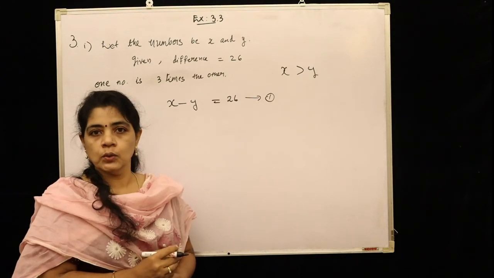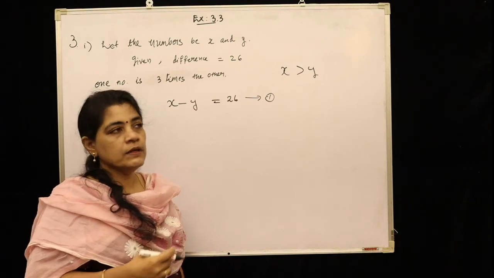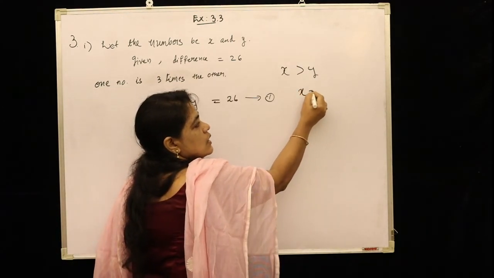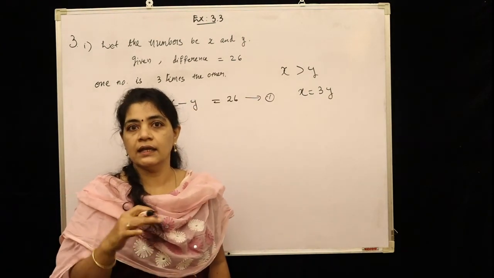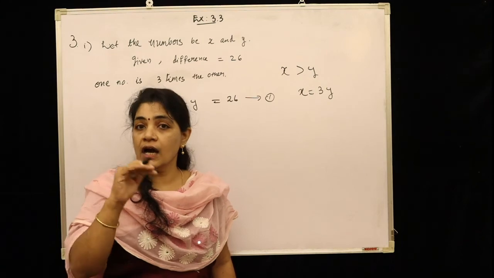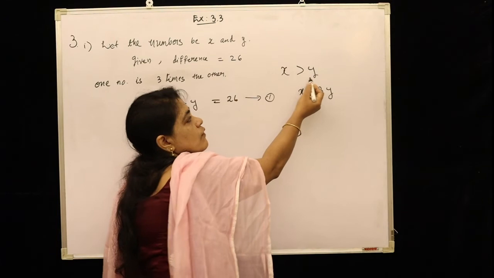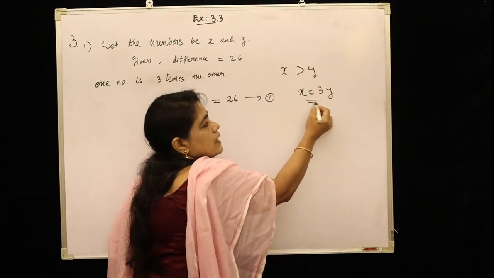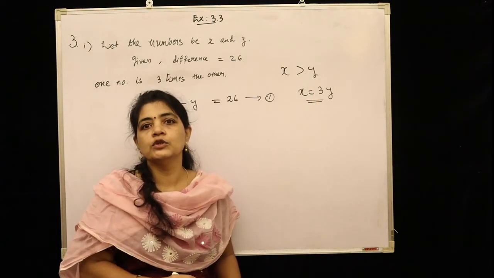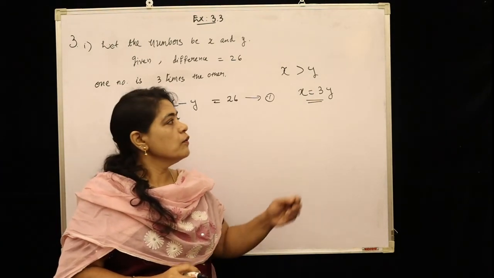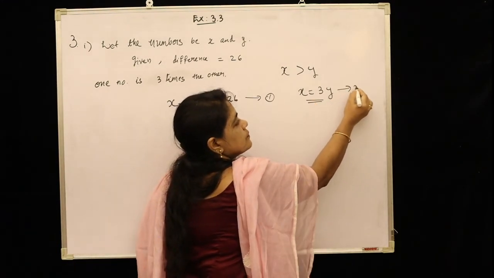What is the second clue? One number is 3 times the other. That means the first number x is equal to 3 times the other, 3 into y. Since x is greater than y, that is okay in this second equation also. That is x is equal to 3y. This can be equation number 2.